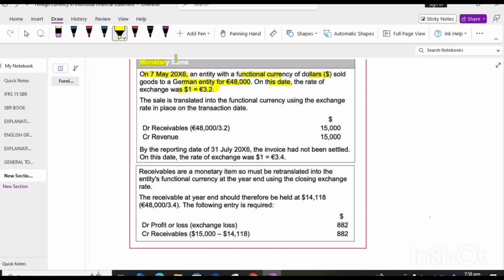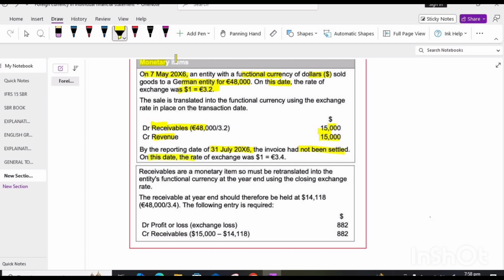Now you have to translate this, and you will get this amount. Okay. Now the settlement has not occurred until 31st July 2006, and the invoice had not been settled. So by the reporting date of 31st July 2006, the invoice has not been settled, so it means that this is the remaining balance, and receivable is your monetary item, so you have to retranslate at the year end.